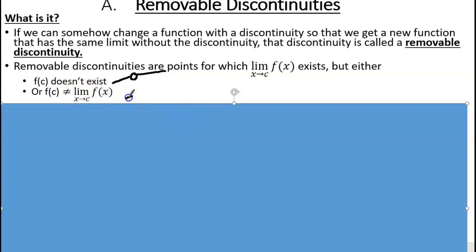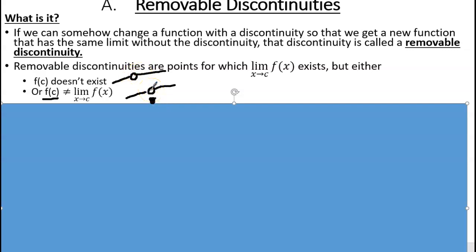Or you could have a hole with a dot above or below it, in which case, even though the function does exist, which is this black dot, it's not the same thing as the limit, which is the open dot. So these are what removable discontinuities look like on a graph.